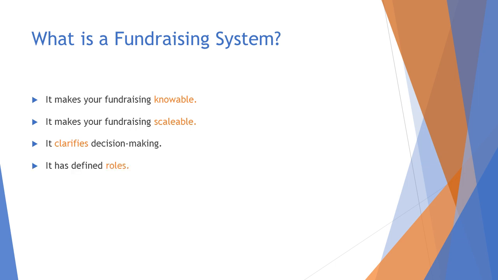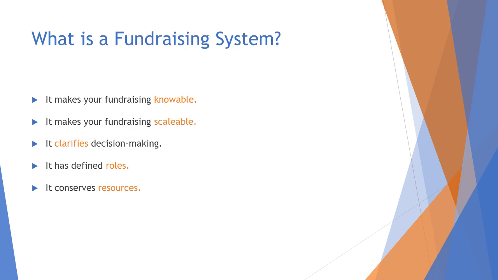A good fundraising system also has defined roles. A successful nonprofit fundraising system lays out defined roles for the staff, the board members, and the volunteers. Good systems detail the responsibilities that everyone has and provide accountability for your entire team. A good fundraising system also conserves resources. Very few nonprofits have excess capacity. Because they're knowable and scalable and allow you to make good decisions based on your return on investment, fundraising systems allow you to conserve resources by doing more with less.